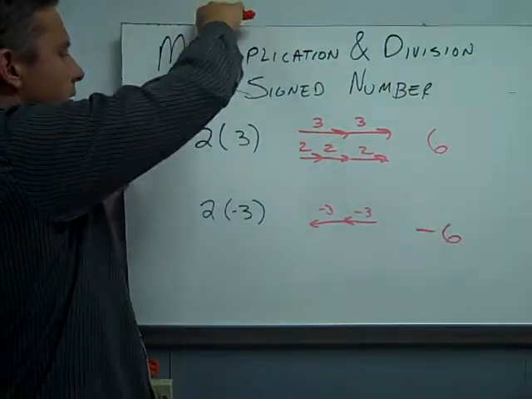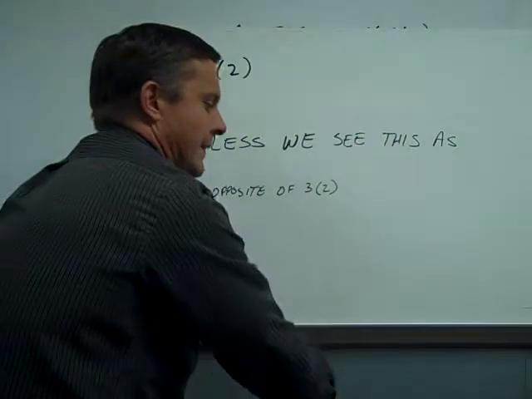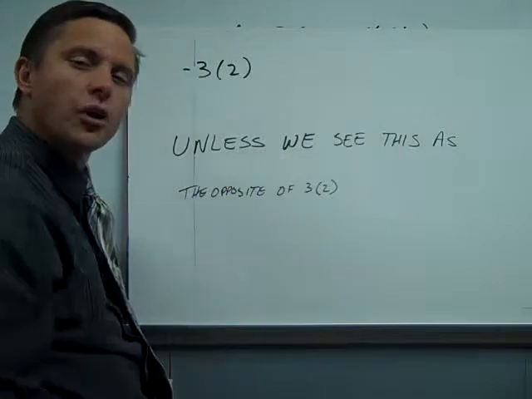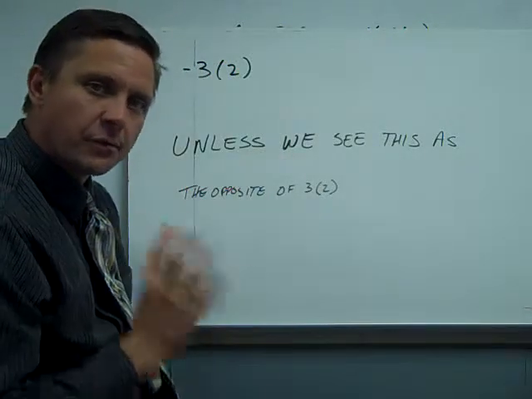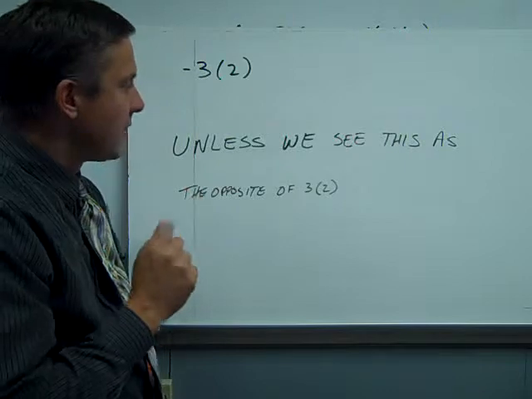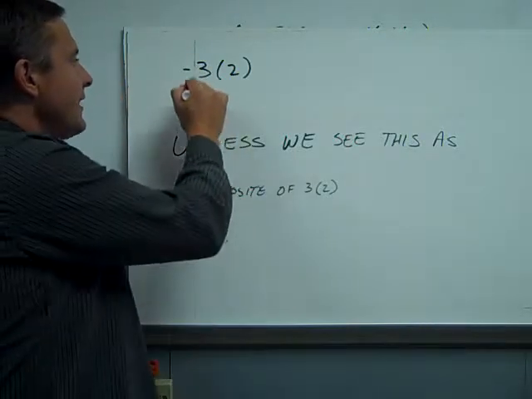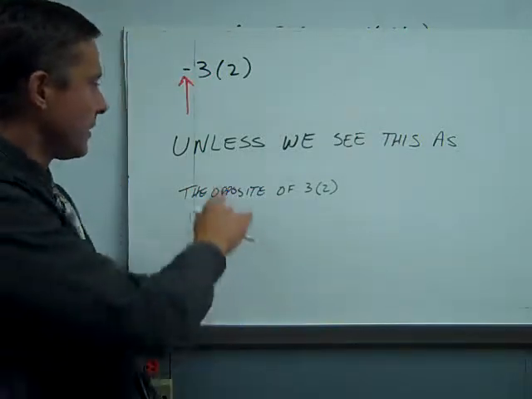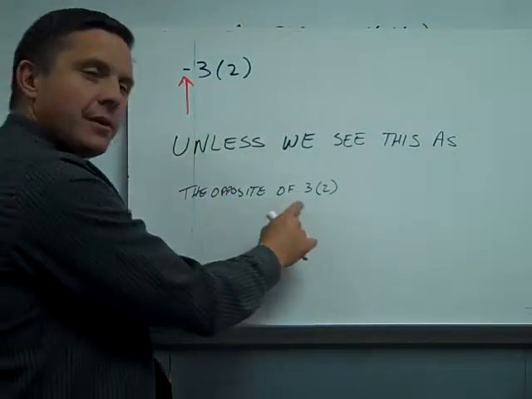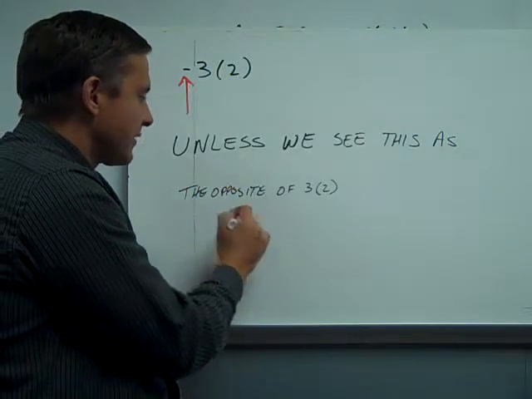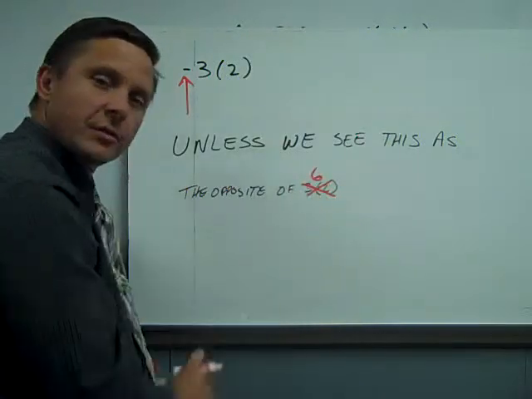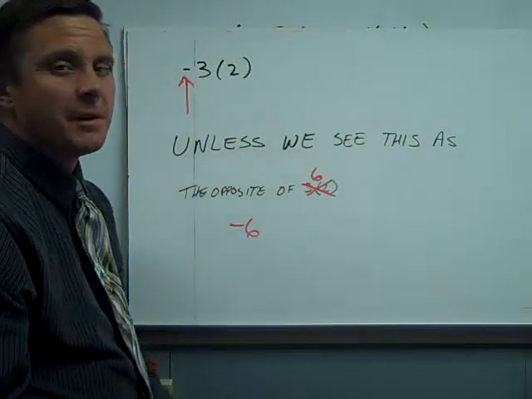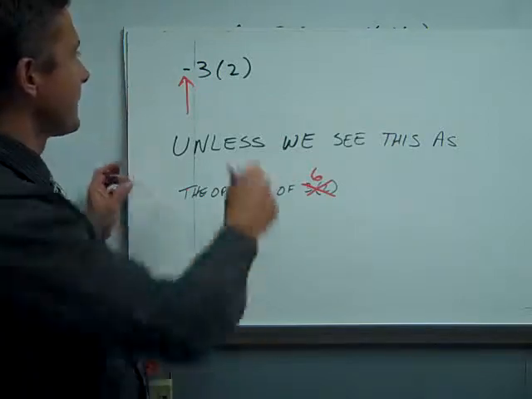But then how would you write the 2's? 2's go this way, but how would you draw negative 3 of those? You can't draw that the way we just talked about. But what you can do is to consider this simply as the statement, the opposite of 3 times 2. Well, let's start with it's the opposite of 6. The opposite of 6 is negative 6. And I find that to be a much easier way to think about this.